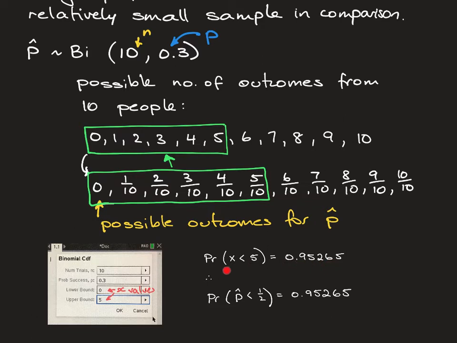So that is the probability that the x value is less than or equal to 5. And that's equivalent to the proportion being less than or equal to a half. They are exactly the same probability. So when they ask you for the probability of a proportion, just work it out using the appropriate x values.